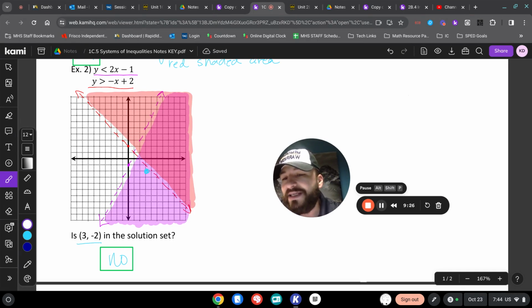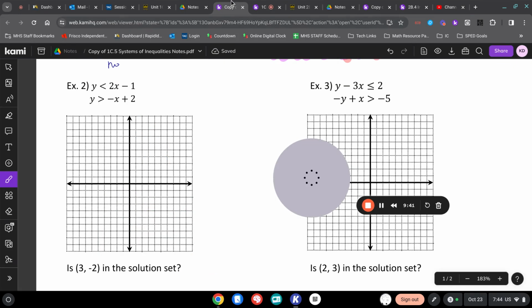And then last but not least, is (3, -2) in the solution set? We can see it graphed right there, and it is almost, but not quite. So it is just outside that solution set area. So it would not be in the solution set. Okay, let's go ahead and talk about number 3.